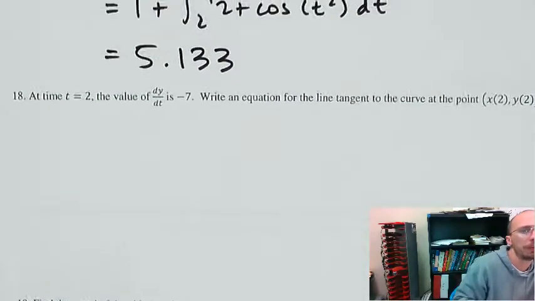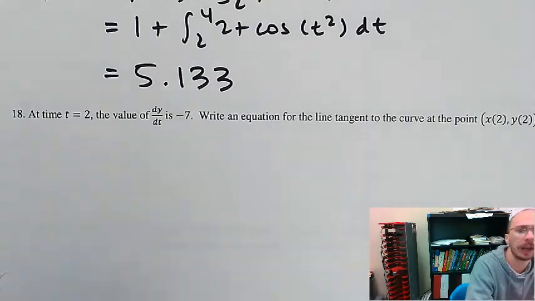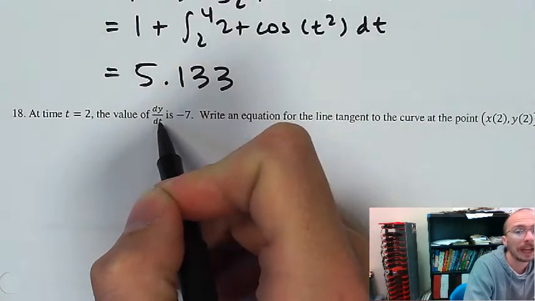At time t equals 2, the value of dy/dx equals -7. Write an equation for the line tangent to the curve at the point x of 2 and y of 2. Oh, okay, I misread that. I read that as dy/dx, which would have been interesting.